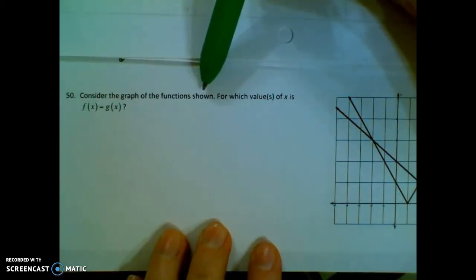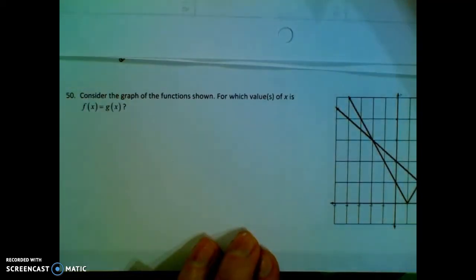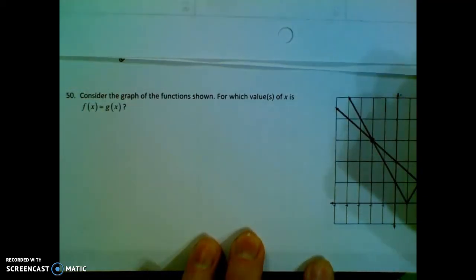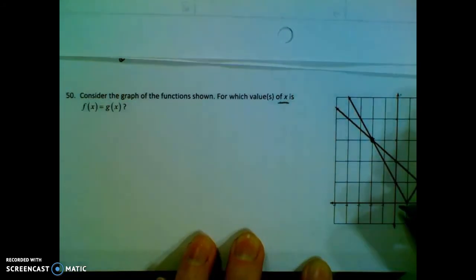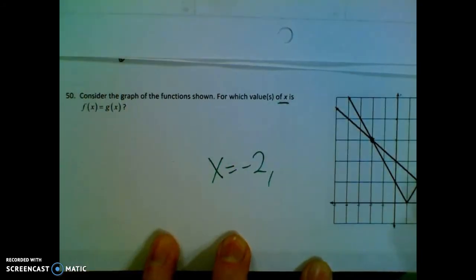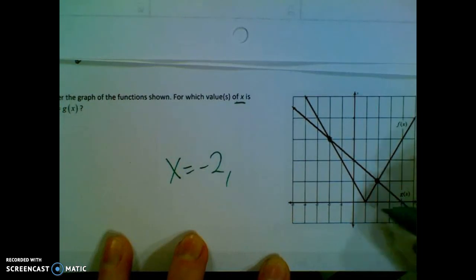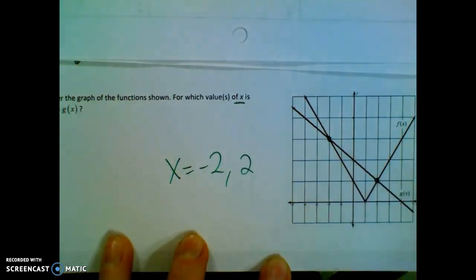Consider the graph of the functions shown. For which value or values of x is f of x equal to g of x? Just look where they cross. Boom, there it is, and boom, there it is. I only care about the x value, though. So that is negative 2, so x equals negative 2, and over here, that is, boom, 2. So that's it. I only care about where they cross, so it crosses twice, and I'm done.